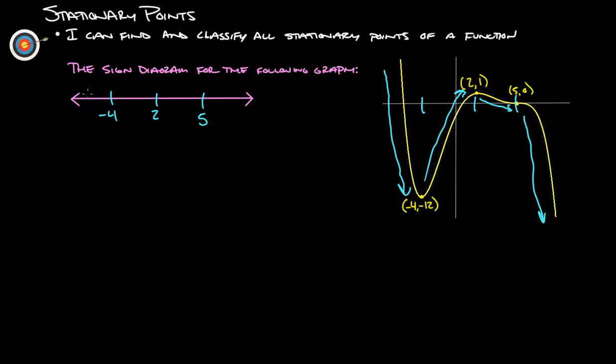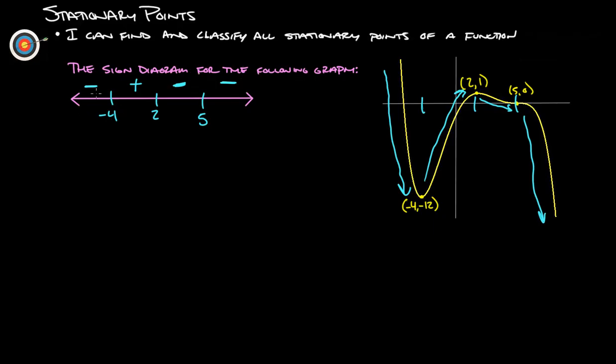To the left of this line over here, this graph is decreasing, so the sign diagram is going to be negative over here. Between -4 and 2, this graph is increasing, so we're going to put a positive right there. And from 2 to 5, this is decreasing. And then after 5, it's still decreasing, so we'll put another negative in here. And this is called a sign diagram.